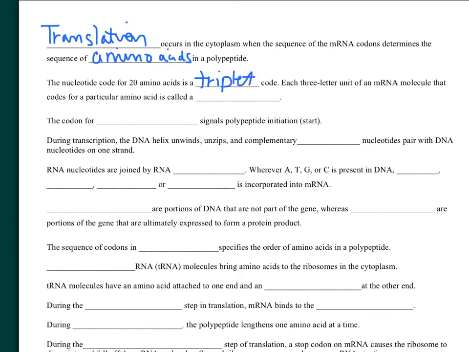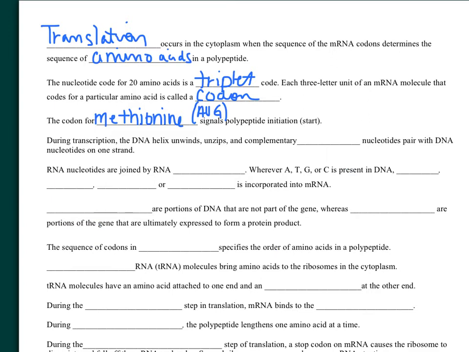Each 3-letter unit of an mRNA molecule that codes for a particular amino acid is called a codon. The codon for methionine, which is AUG, is the codon in reference, signals polypeptide initiation. Remember, you don't need to memorize that. You're going to be given the genetic code chart.